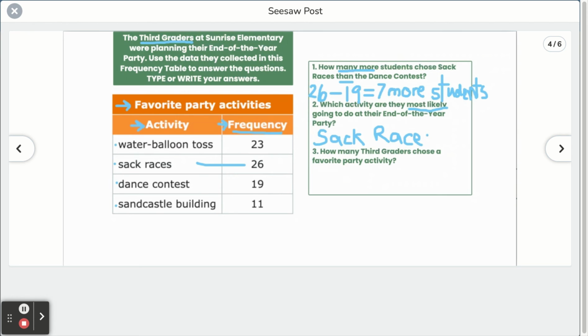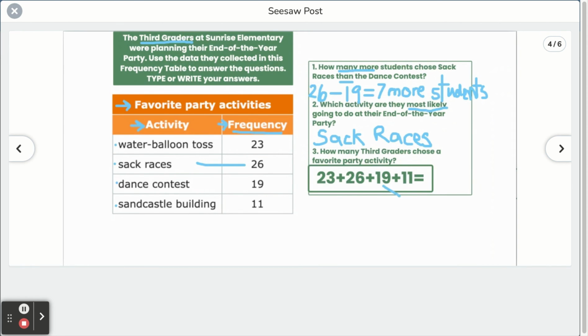And then finally, how many students or how many third graders chose a favorite party activity? So that tells us we're looking for the total number of students. So here we're going to type out 23 plus 26 plus 19 plus 11. So that is all the information there that we saw in that frequency table.